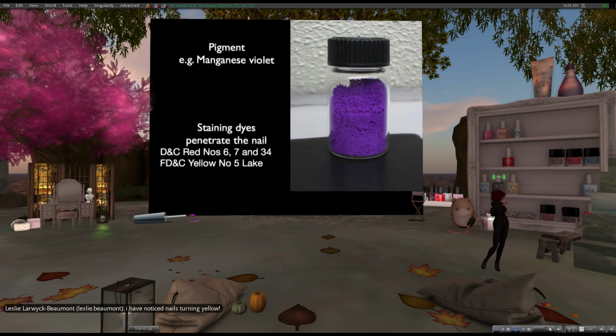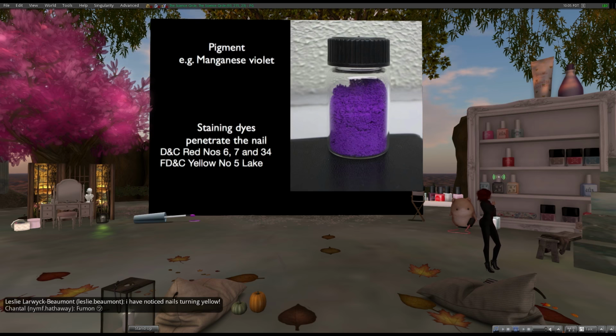Oh yes, and indeed, many of the ingredients in nail polishes can soak into your regular nail and have it turn yellow.